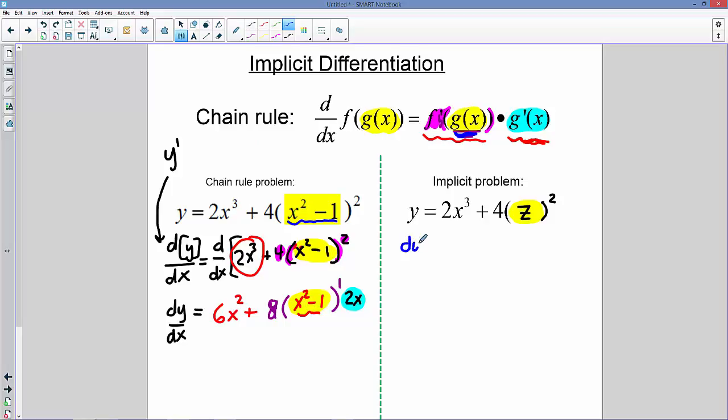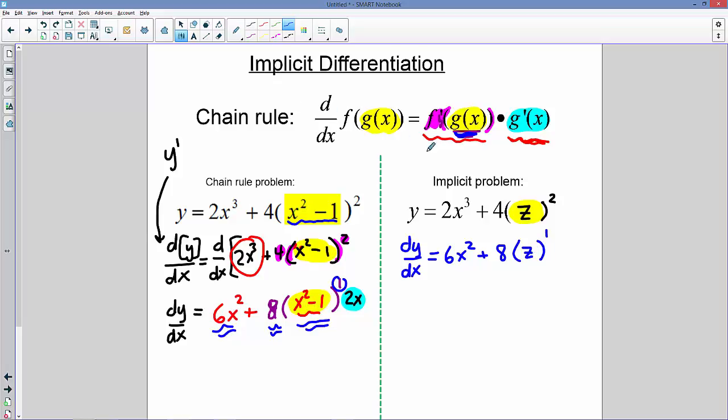So the result is dy/dx equals, now this is what you always know, 6x squared, which is no different from over here, right? But watch what's going to happen. The same thing I just did, if you look back over here, I did 8 something to the first power. So I'm going to do that. So plus 8 something to the first power, okay? Only this is going to remain z.